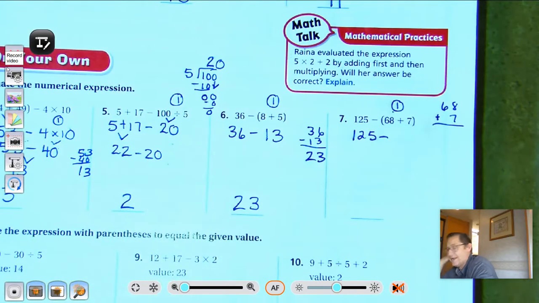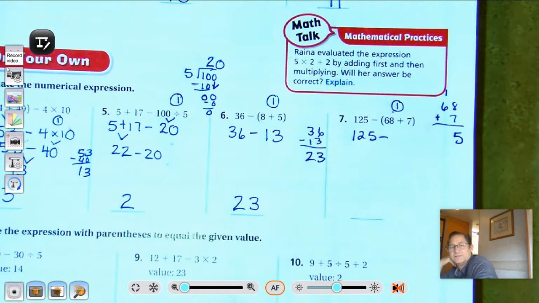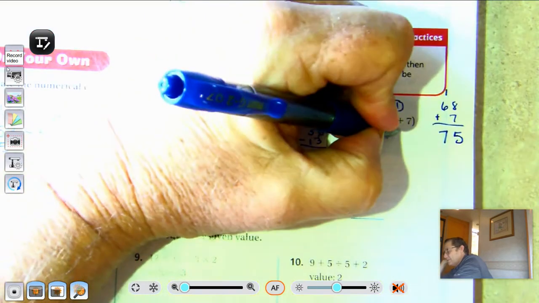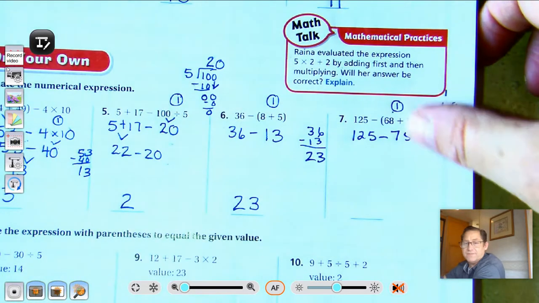68 plus 7. 8 and 7 is 15. Regroup that as 1 ten and 5 ones. 6 tens plus 1 ten is 7 tens. So the sum of the parentheses was 75.